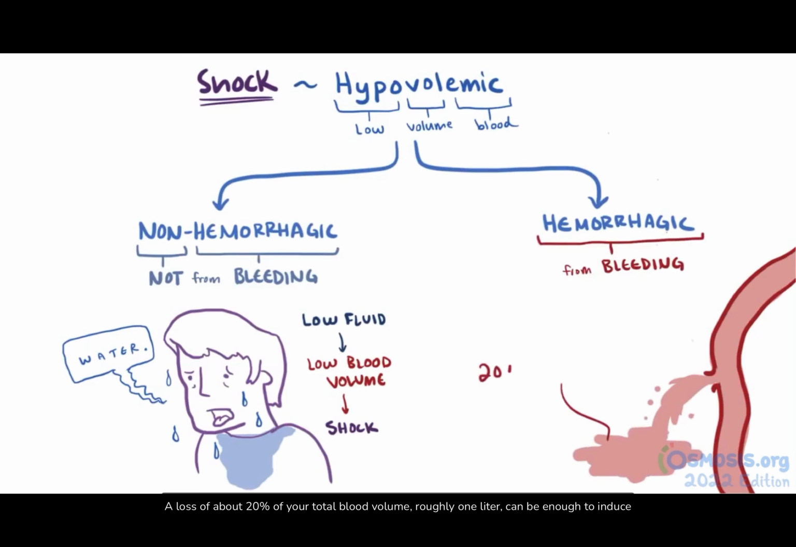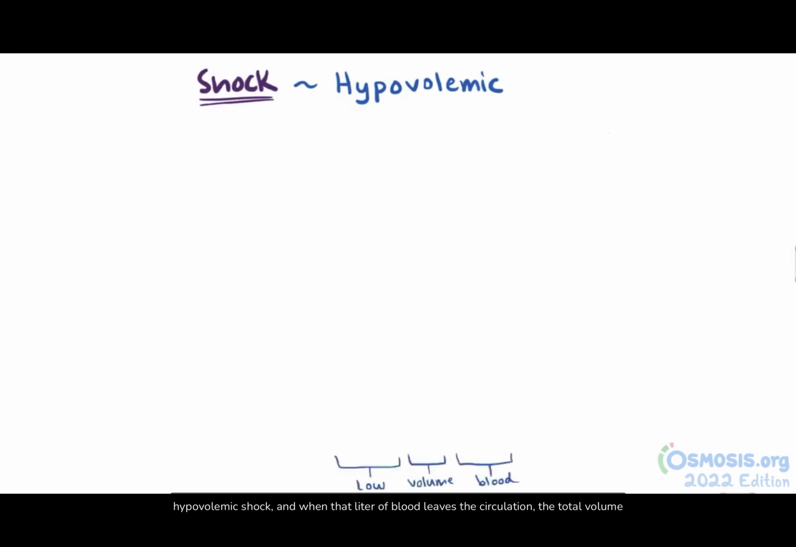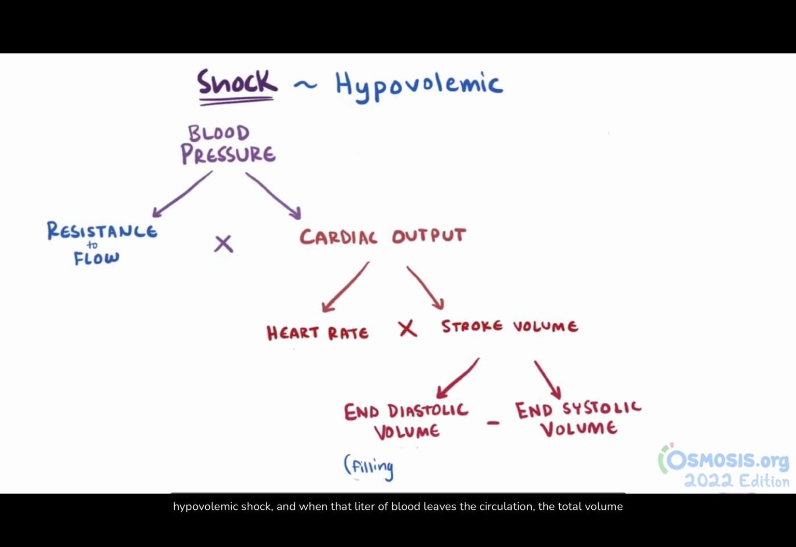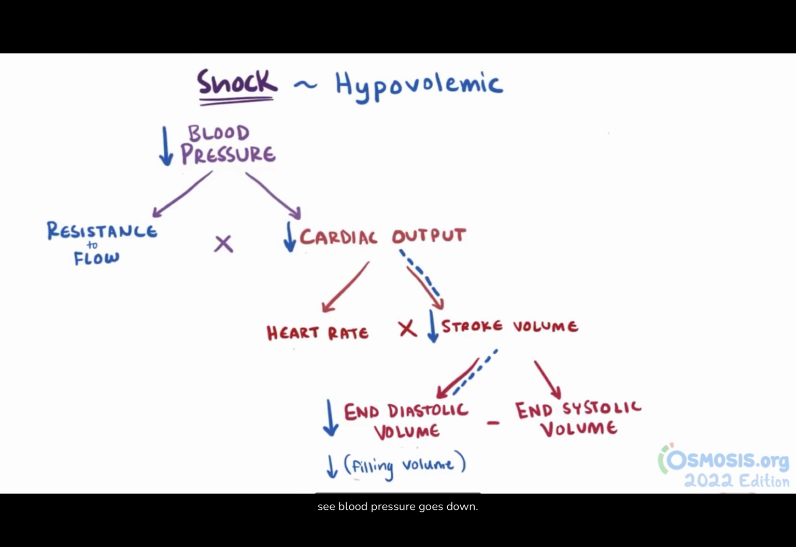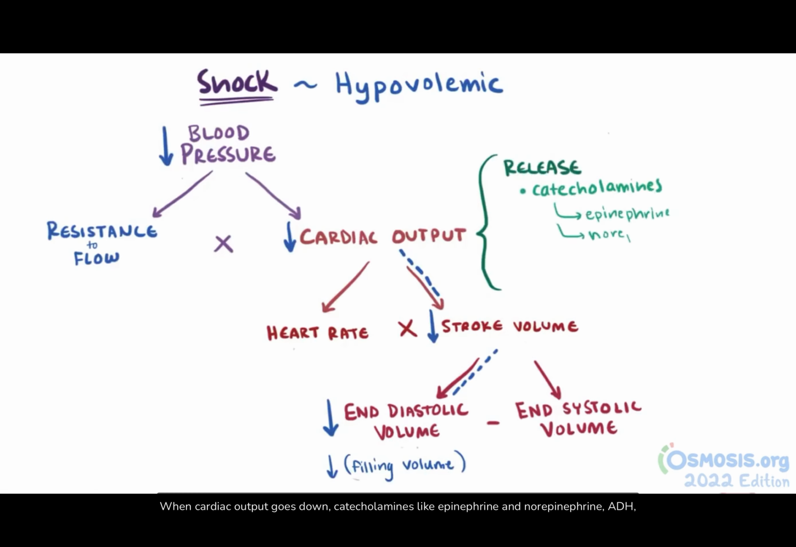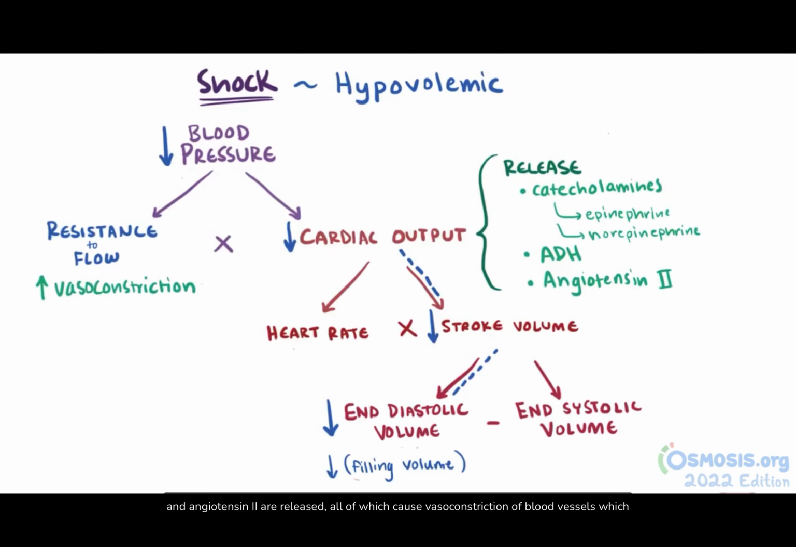A loss of about 20% of your total blood volume, roughly 1 liter, can be enough to induce hypovolemic shock. And when that liter of blood leaves the circulation, the total volume filling into the heart goes down, meaning the end diastolic volume goes down, right? This means stroke volume goes down as well, which causes cardiac output to go down, and finally we see that blood pressure goes down. When cardiac output goes down, catecholamines like epinephrine and norepinephrine, ADH and angiotensin II are released, all of which cause vasoconstriction of blood vessels, which increases vascular resistance and increases heart rate, which increases cardiac output. And these combined effects all increase blood pressure.